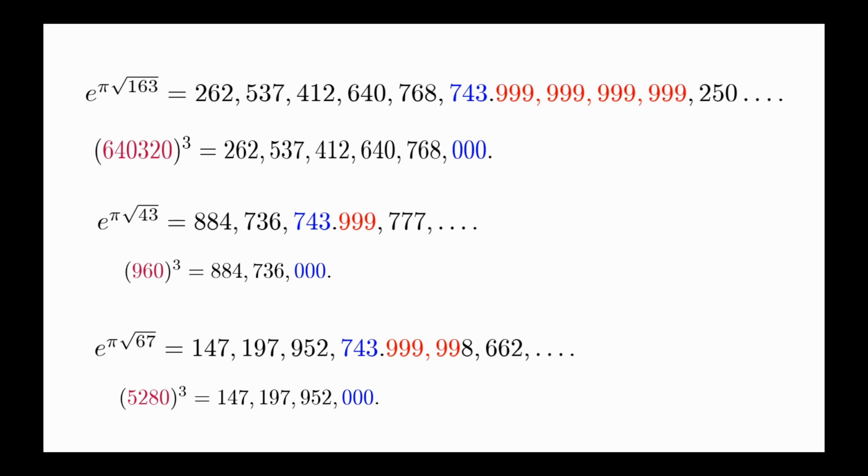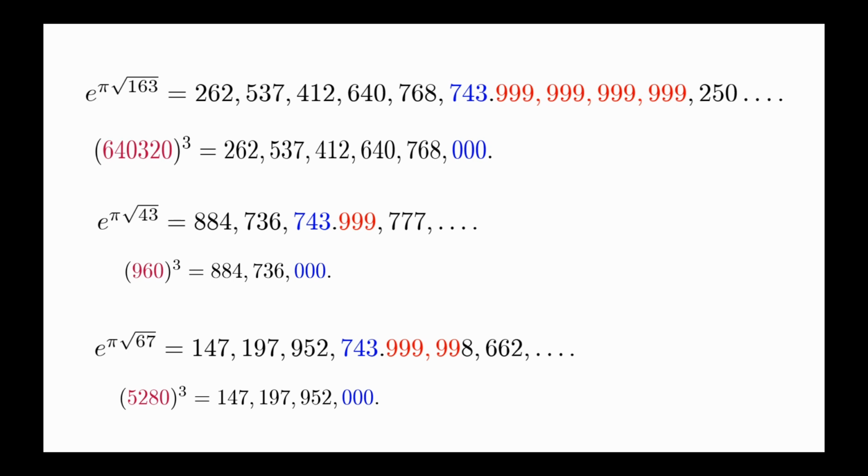So now we have a lot of questions on our minds. Why are things behaving so strangely? What is 743? Why are the cubes acting like that? And why are e to the pi times square root of 163, 43, and 67 so close to being a positive integer?